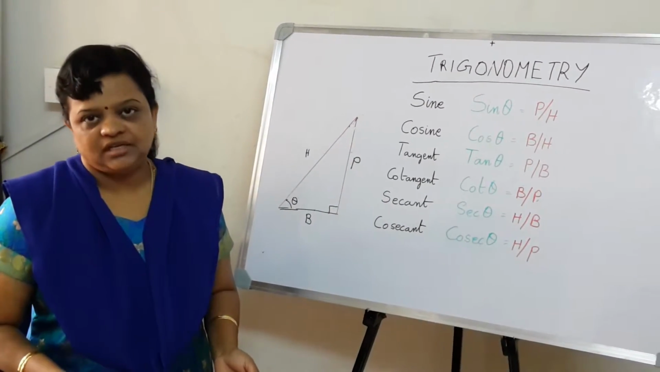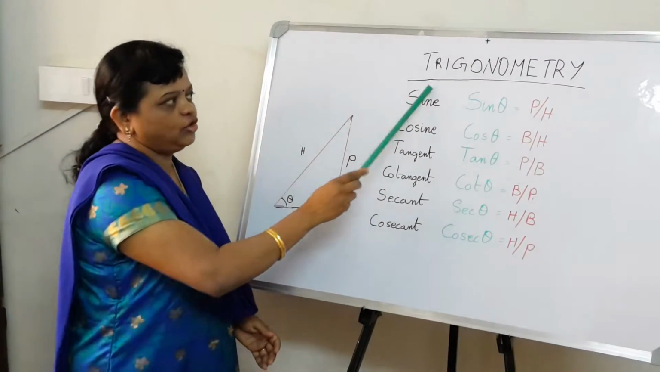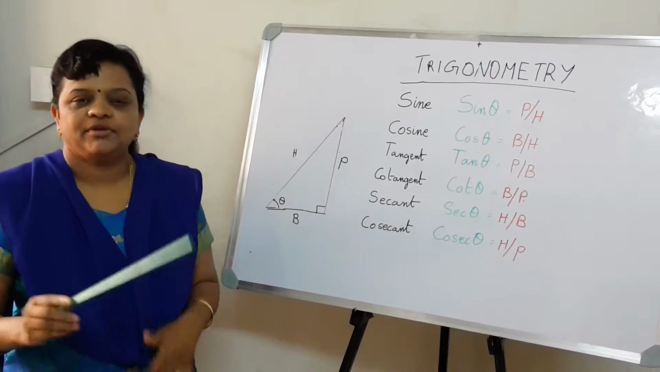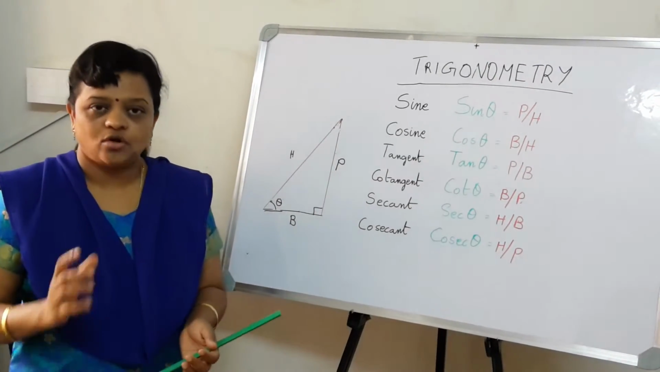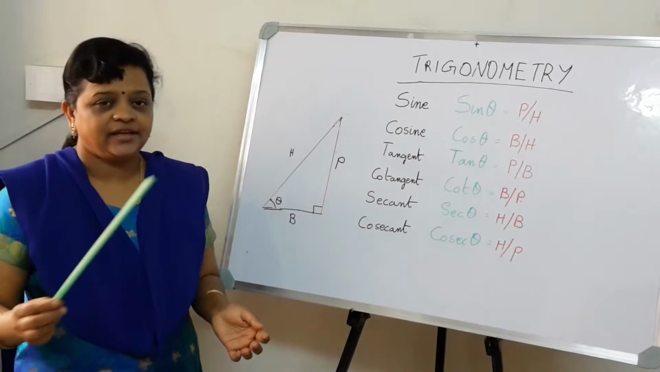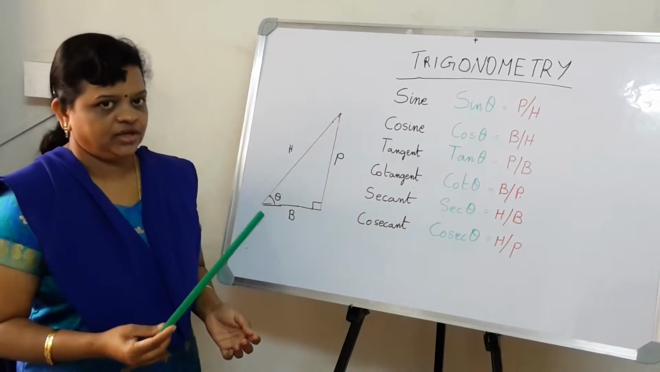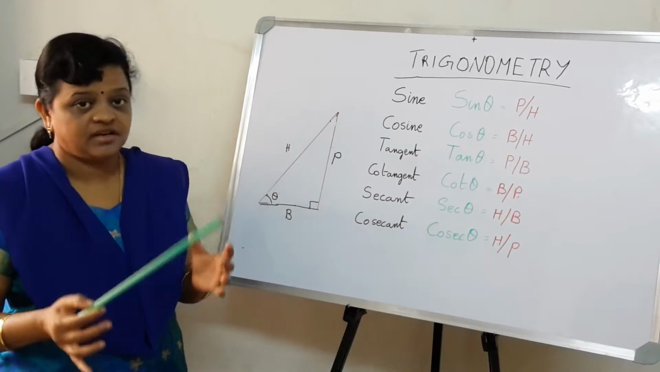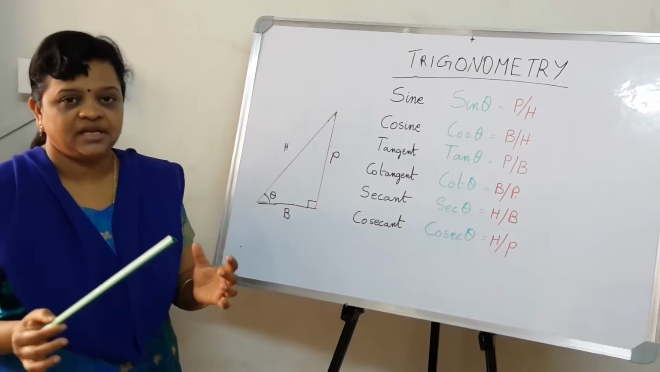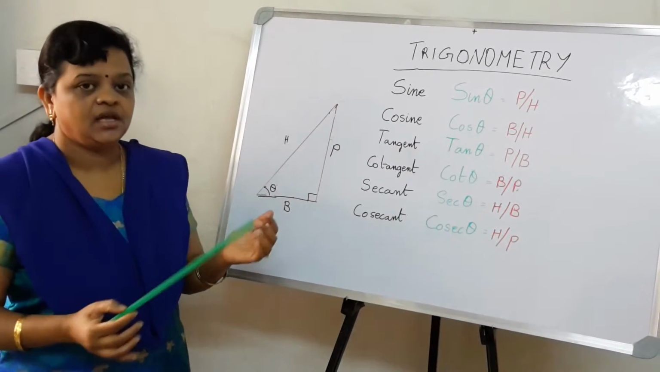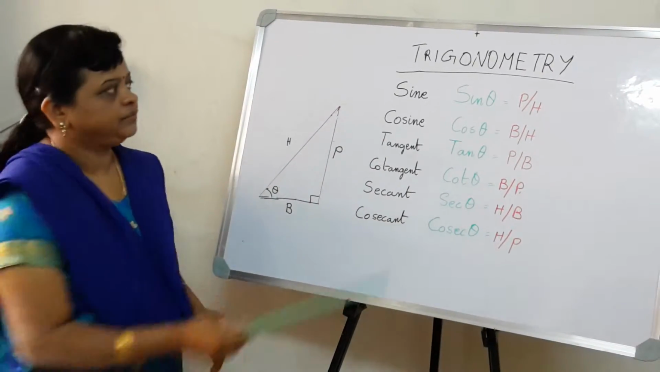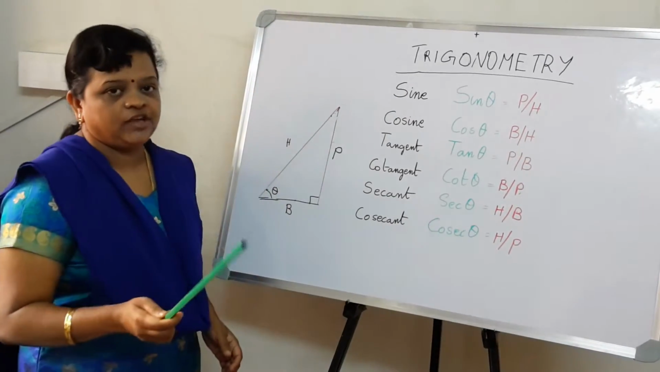Today I am going to deal with the topic trigonometry. Now, before I go on to explain the concepts of trigonometry, I would like you to just look at the word trigonometry because it has been derived from a Greek word, which will make it easier for you to understand what exactly is trigonometry. Tri is derived from the Greek word for three.